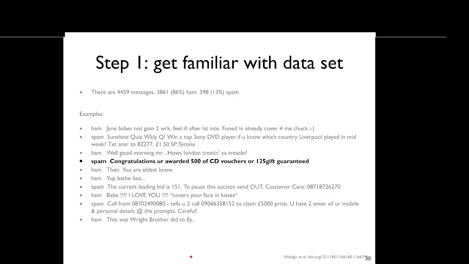So here's the data set. It contains 4,459 messages, 86% are ham, 13% are spam. So that means automatically our baseline is we want to be way better than 86% in our classification, because a trivial classification would always just say it's ham and we're done and we're already 86% correct.